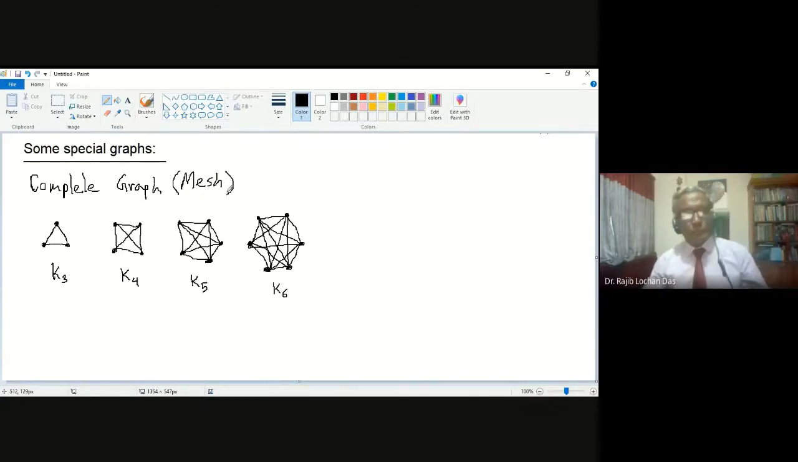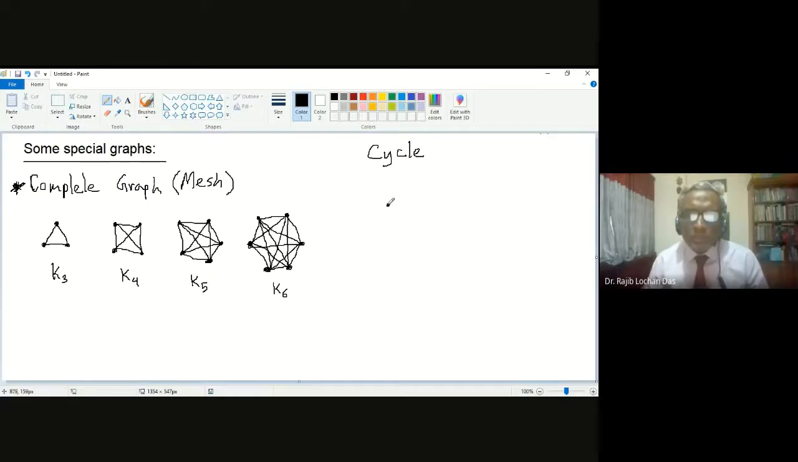Okay. So this is a special kind of graph, the complete graph. This is one type. Okay, special type of graph. Let me tell you another graph. It is called cycle. In graph theory, it is called cycle. So what is the cycle?